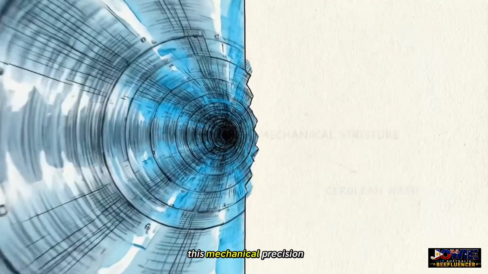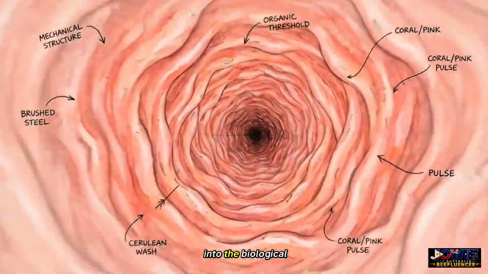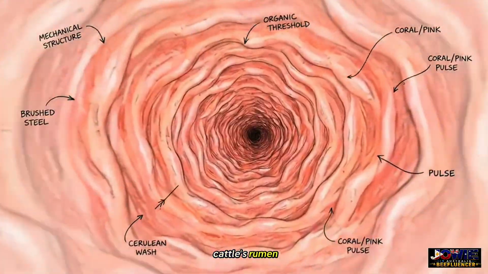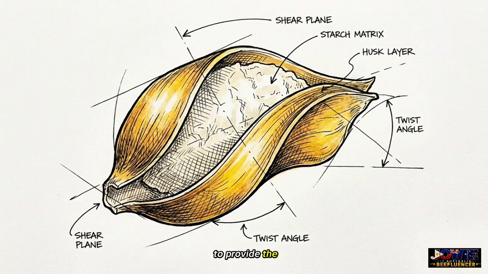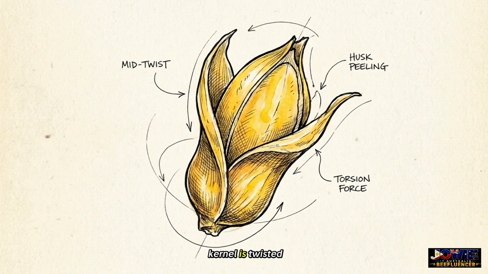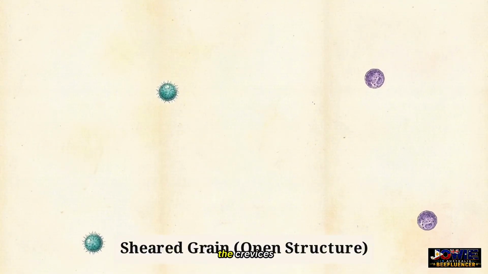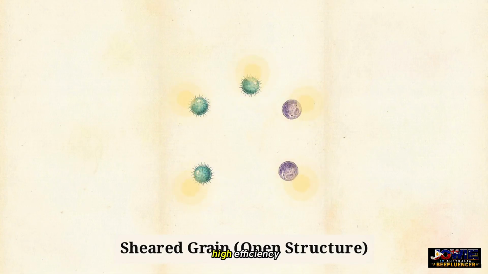The value of this mechanical precision becomes clear once the grain moves from the steel mill into the biological environment of the cattle's rumen. The goal is to provide the animal's digestive system with access to the interior starch without destroying the overall physical integrity of the kernel. A properly sheared kernel is twisted open, creating a uniform structure with a high surface area and minimal dust. This open structure allows rumen microbes to attach to the crevices, extracting starch with high efficiency.